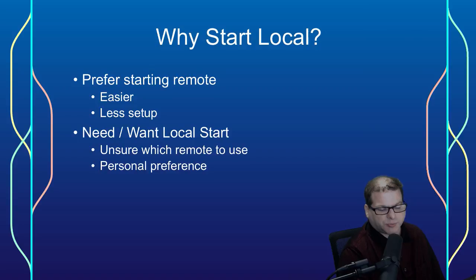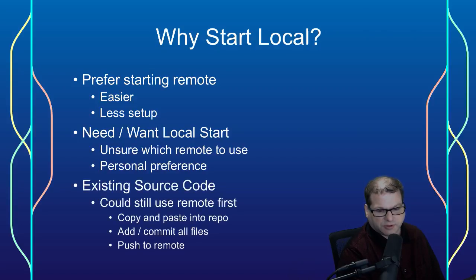Either direction is a personal choice. Another compelling reason is that we have a lot of existing source code. Although we could still use the remote first approach by simply copying and pasting into the repo once you've cloned that repo, and then adding all the files and then walking through the two-phase commit process. And then finally, committing all those changes to the remote repository.